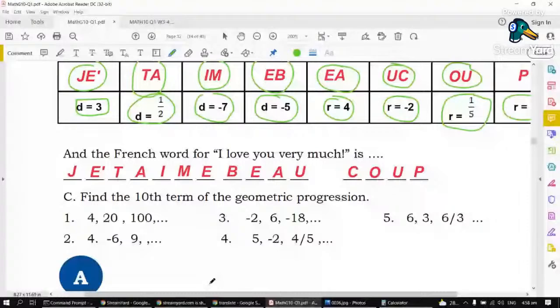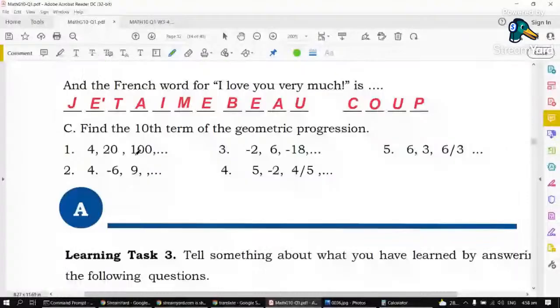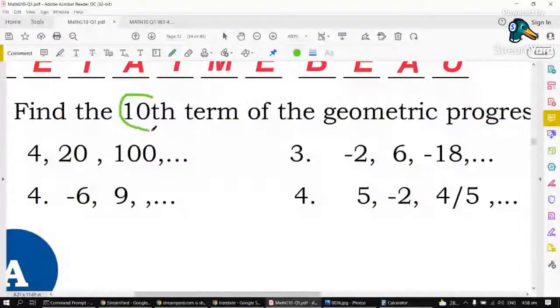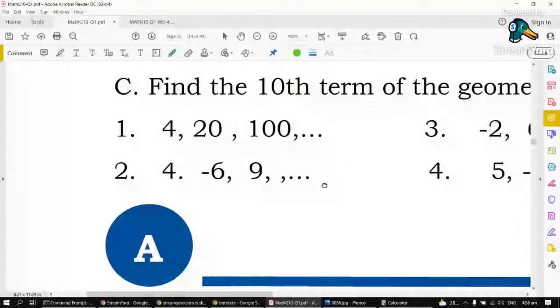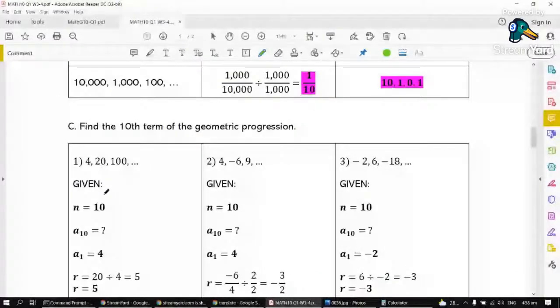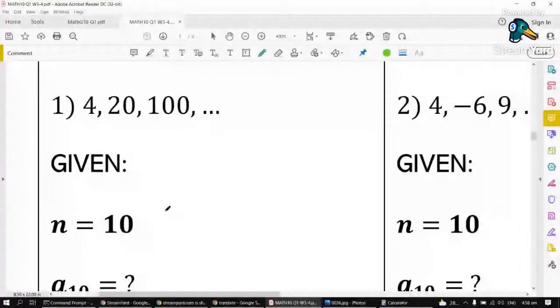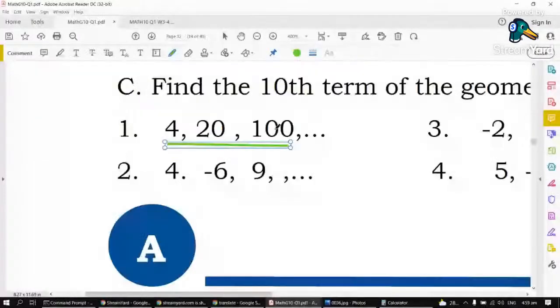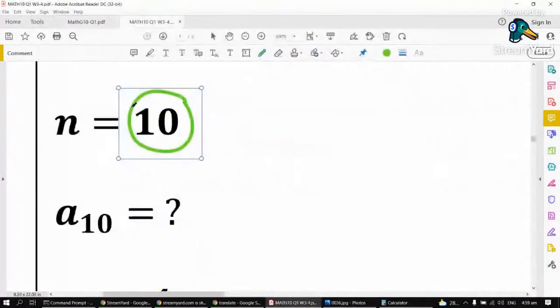And the last letter for learning task 2 is C. Hanapin natin ang pang-sampung term of the geometric progression for 20-100. So, ginawa ko na yan dito. Number 1, for 20-100, ang given natin is n is equal to 10. Kasi meron tayong 10 terms. 10th term. So, ang n natin is 10.